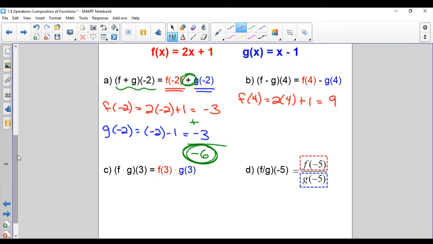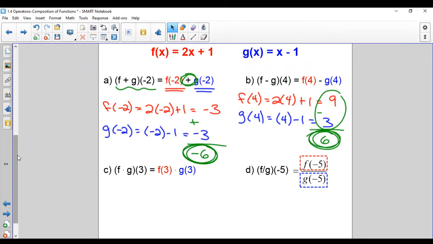So we got that. We end up getting 9 there. G of 4 equals 4 minus 1, which is 3. We subtract these two, and we get 6. There's your answer. Getting similar answers here as well. Not a big deal. We just keep going.